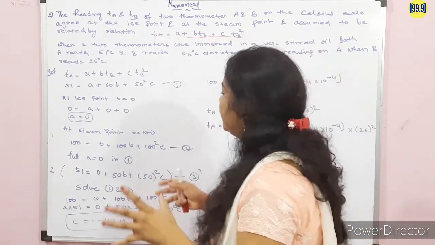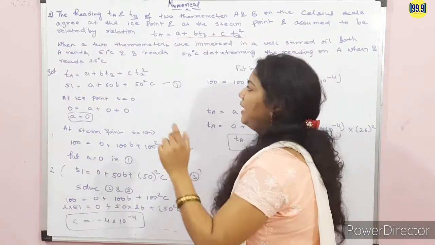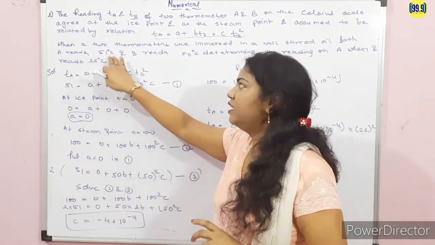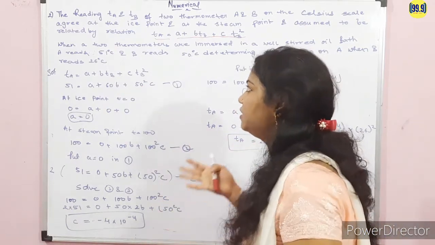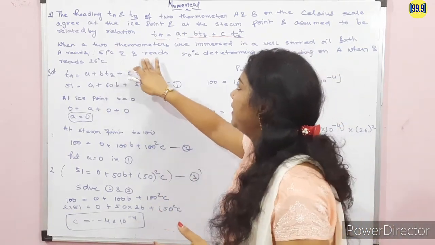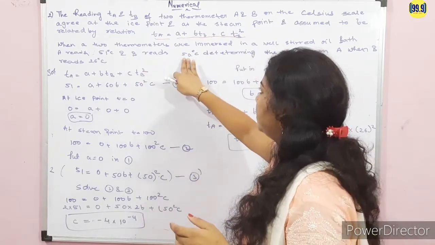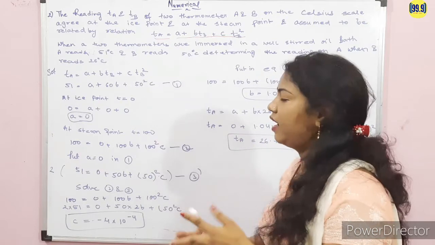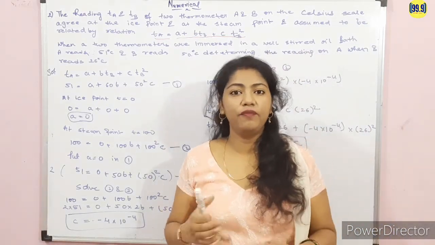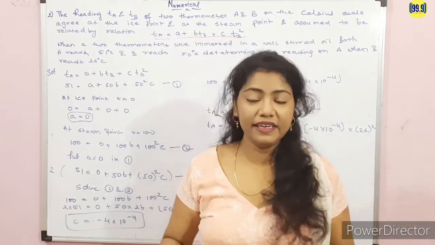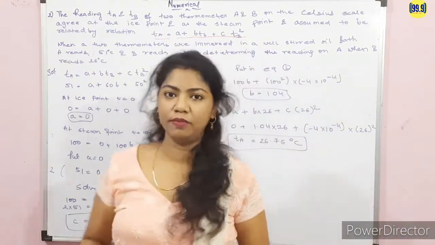When the thermometer is dipped in the oil bath, thermometer A reads 51 degrees Celsius. It means TA is equal to 51 degrees Celsius, and the reading of B is 50 degrees Celsius. We have to find the reading of A when the reading of B is 26 degrees Celsius. So let's solve this numerical.